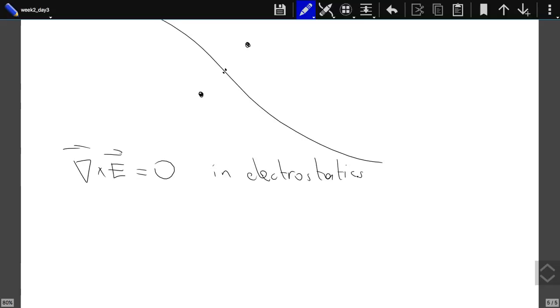Can we say that the electric field is conservative since it's not dependent on time? Yes, it is a conservative field. And hence, we will be able to define an electrostatic potential next week, on Tuesday.